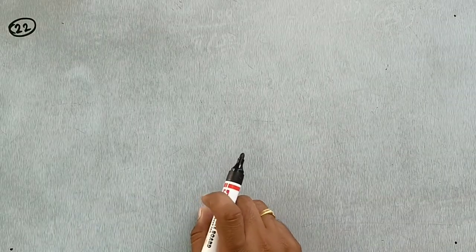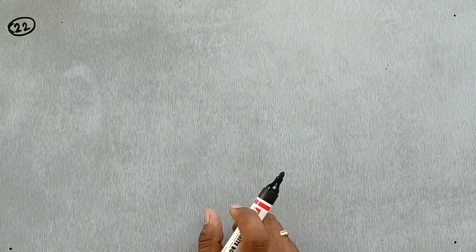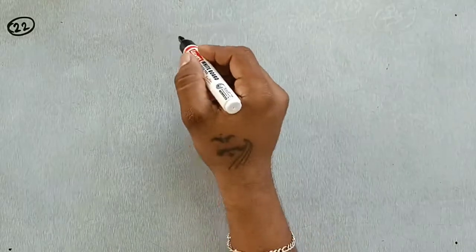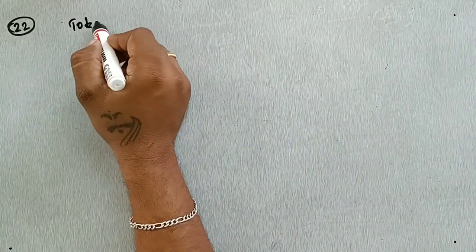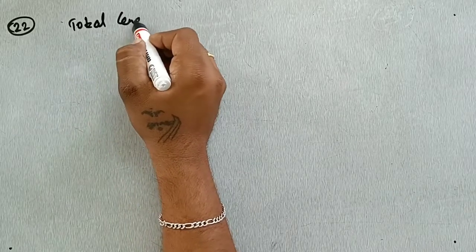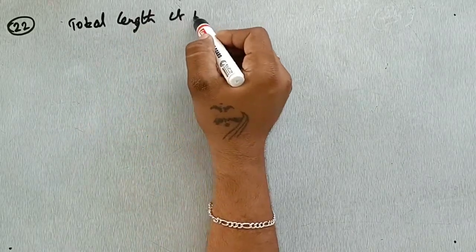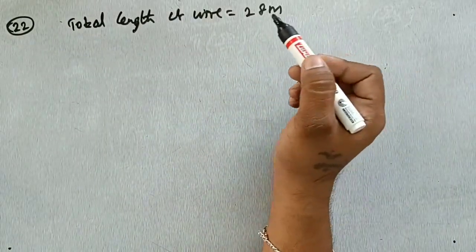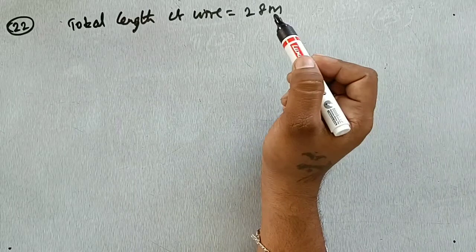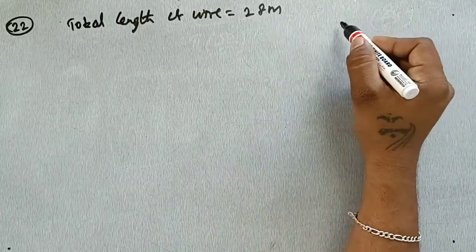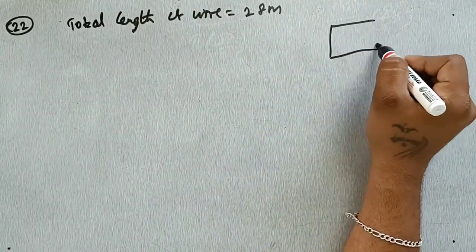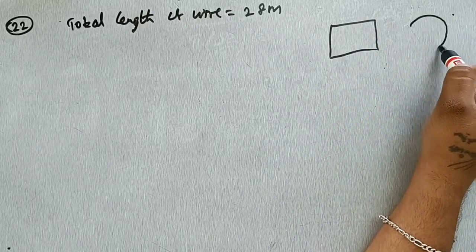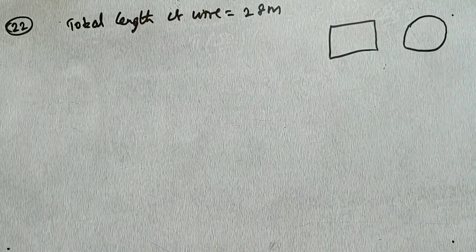Next, question number 22. A wire of length 28 meter is to be cut into 2 pieces. The total length of the wire equals 28 meter, and it is cut into 2 pieces. One of the pieces is to be made into a square, and the other piece into a circle. So the first piece will be a square, and the second piece will be a circle.